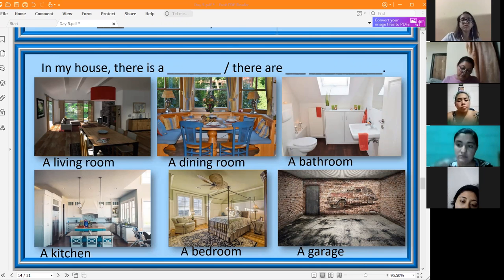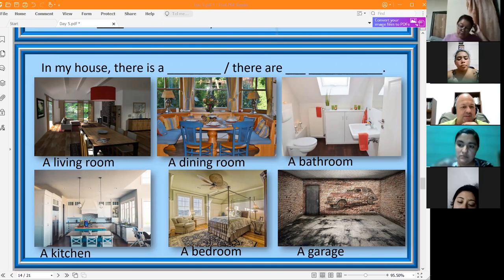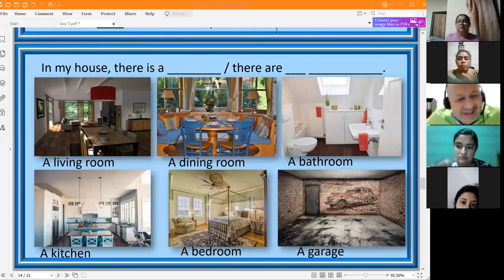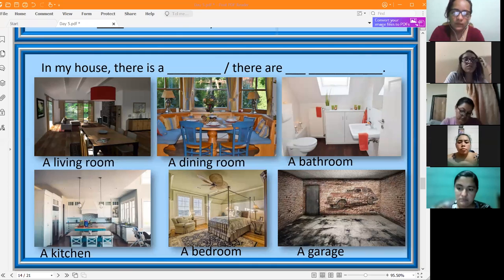Now, Rolando Guzmán Revelo. Could you please activate your microphone? In my house, there is a living room, a dining room, a kitchen, and a garage. There are three bedrooms and a small garden. Wow, nice. Thank you very much.